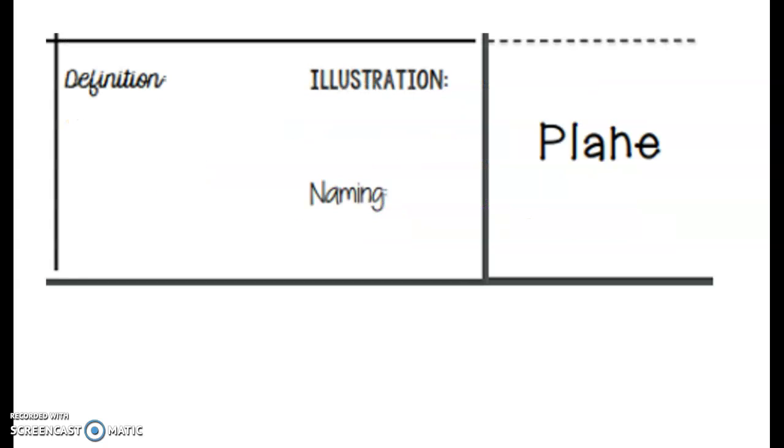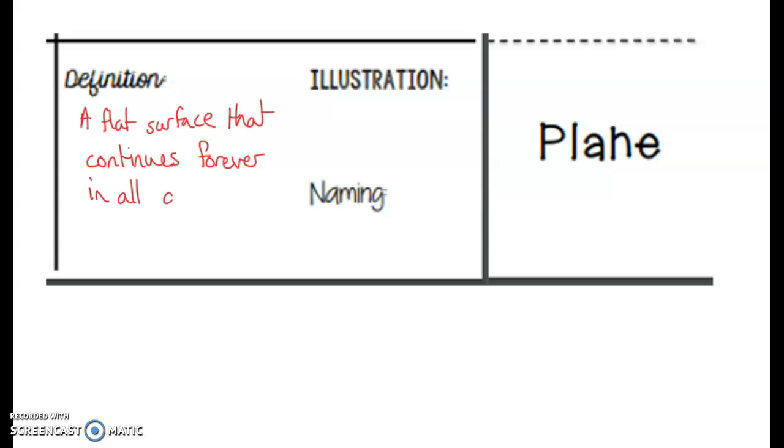So now on the bottom right, we have a plane that's three-dimensional because it extends forever in all directions. So it is a flat surface that continues forever in all directions. And it is a 3D space. And when we draw it, we draw a parallelogram to make a plane. Now let's talk about naming it.